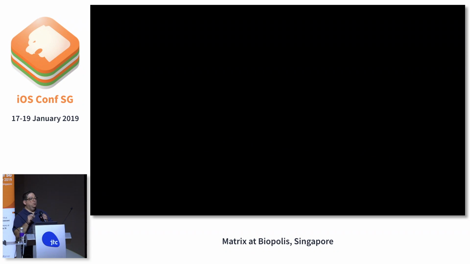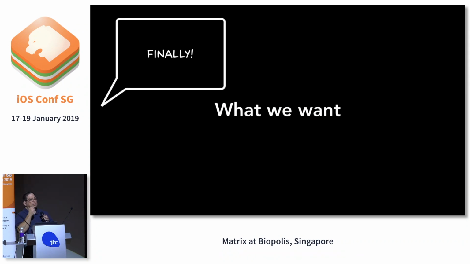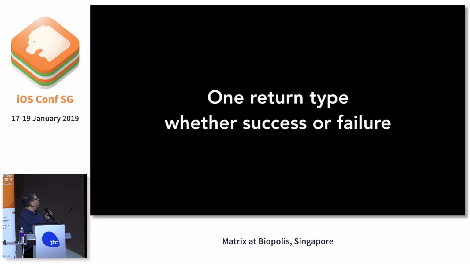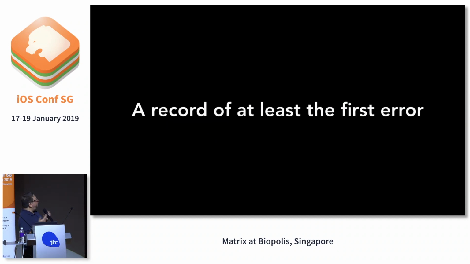So, what we want are little bits of these things. What we want is a combination somehow of what we had with optionals and what we had with error types. And so I want one return type, whether success or failure. Optionals gave me that, but errors gave me that int or it threw an error. I would like to also have a record of at least the first error.